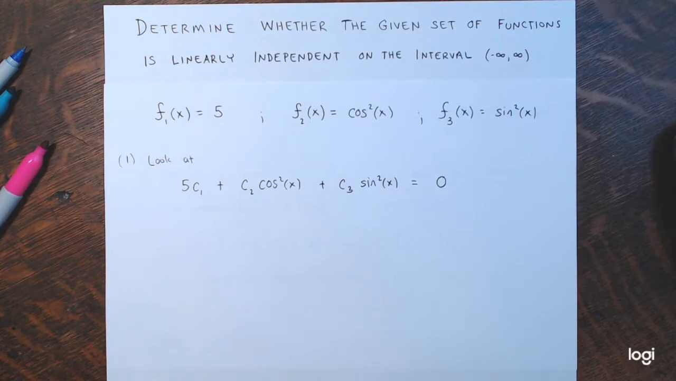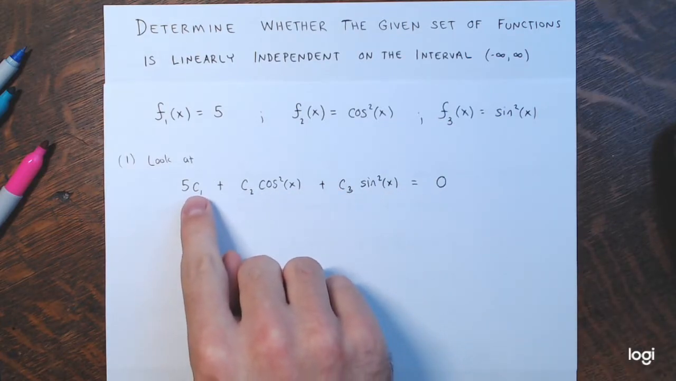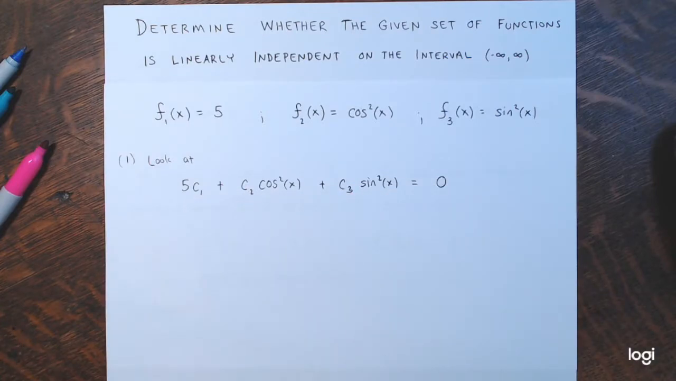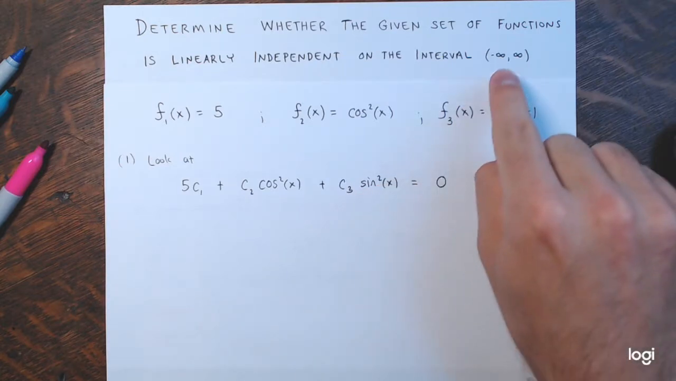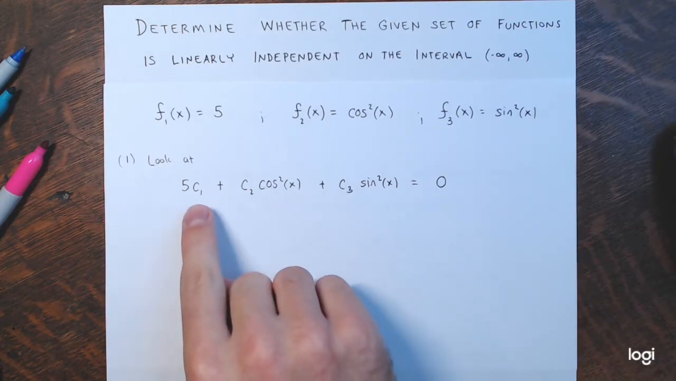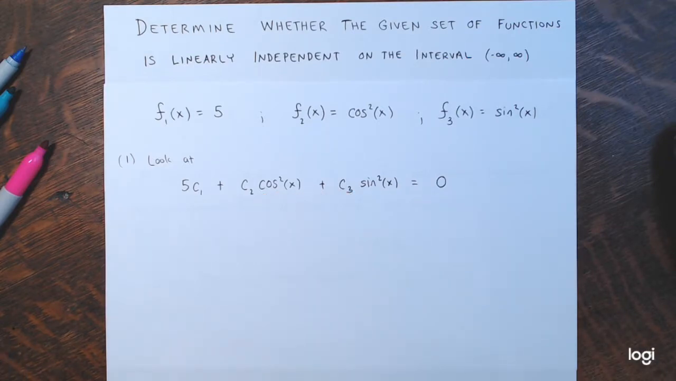Now, if you can't find that, if the only way this is going to be true is if C1, C2, and C3 are all 0, then they're linearly independent. But if you can find at least one value of x on the real number line where this is true when C1, C2, and C3 are not all 0, there's a non-trivial solution, then you can say the functions are linearly dependent.